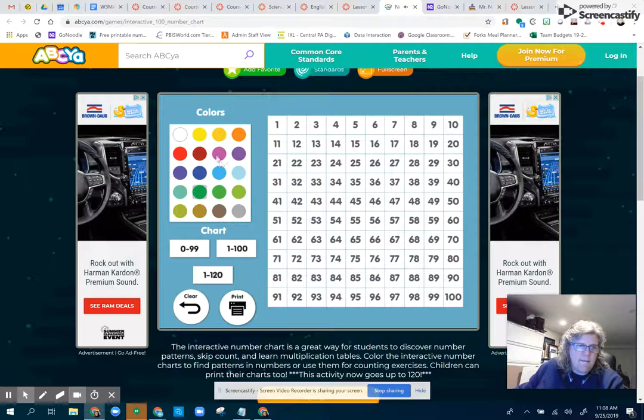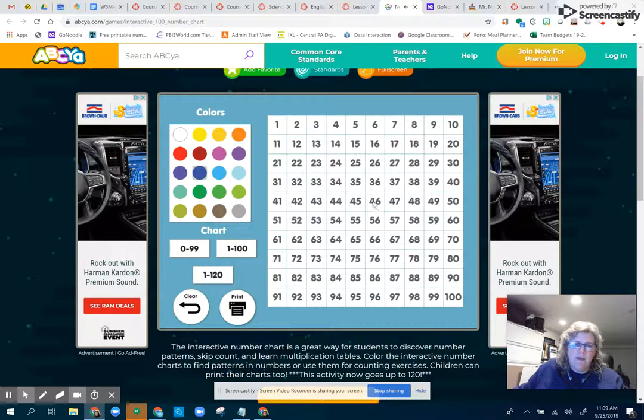Let's try again. Let's do another one. I have 11 this time, and I'm going to add 6 to it, okay? So I'm going to go 1, 2, 3, 4, 5, 6. So my answer would be 17. See how much easier a number chart makes it for us? Now I'm going to clear this. What else could we do with a number chart?